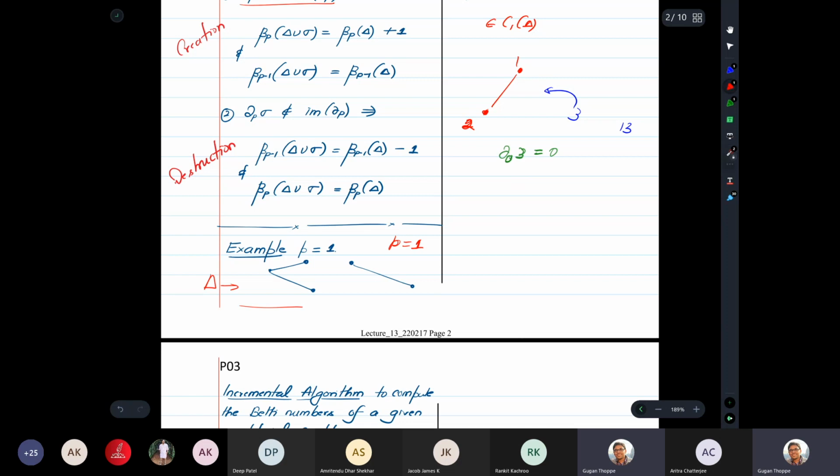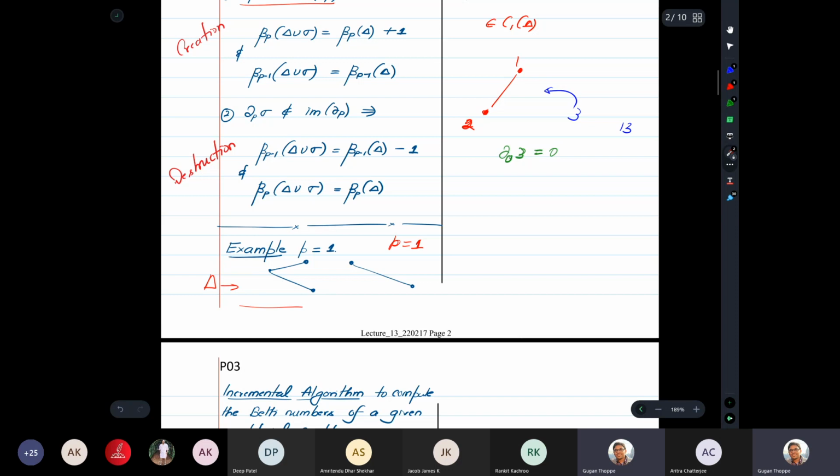I hope you agree that when I try to add an edge, there are two kinds of edges. The first is an edge whose two endpoints lie in the same component. This graph has two components: the first is this and the second is this. So if I try to add an edge, you could either add an edge whose two endpoints lie in the same component, or an edge whose two endpoints lie in different components. Do you agree? Let me repeat.